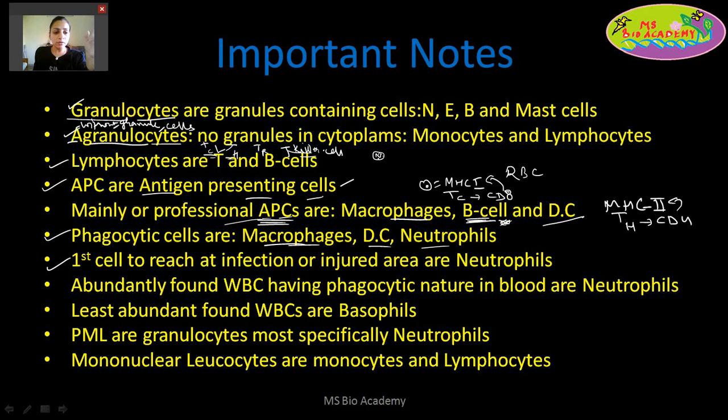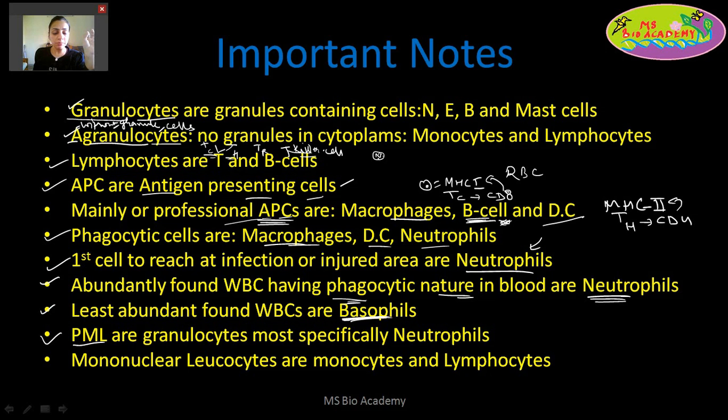Then I said the first cells to reach the infection or injured area are mainly neutrophils, as they are the abundantly found WBCs in the blood circulation, right? So do remember that. The abundantly found WBCs having phagocytic nature are also neutrophils. They are the neutrophils only which have the abundant phagocytic nature among all these 3 phagocytic cells. The least abundantly found WBCs are the basophils. So most abundant is the neutrophils, least abundant is the basophils.